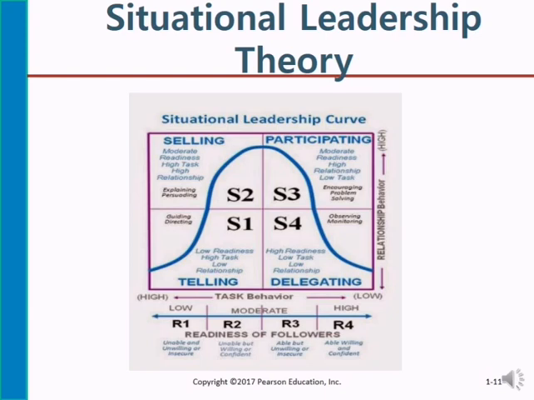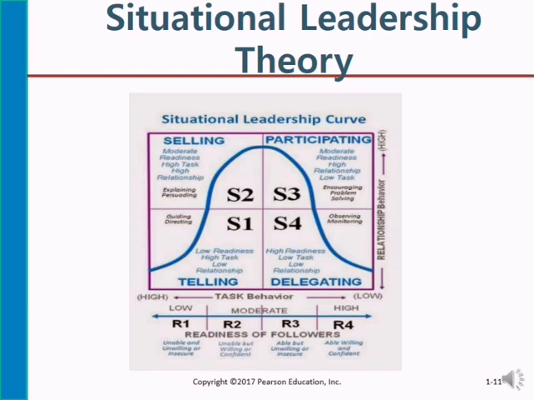So here we have the SLT curve, which helps to identify the most appropriate leadership style for different followers. If the employees are at the R1 stage, which is unable and unwilling, the best style would be the telling style, which involves a lot of guidance and directions. And if the employees are at the R2 stage, which is unable but willing, the selling style, which involves a lot of explanation and persuasion, would be the most appropriate.